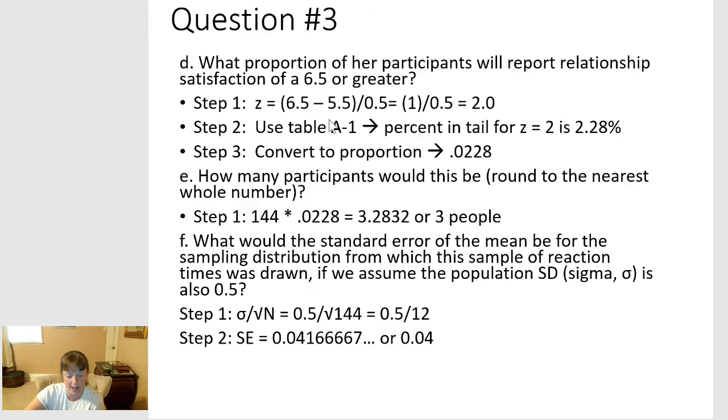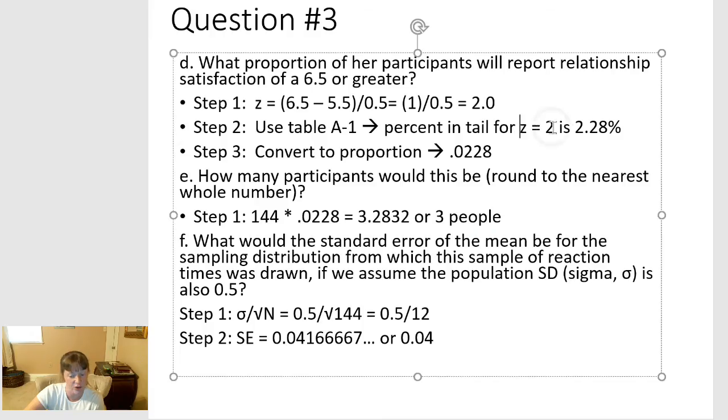So using table A1 again, I look at the percent in tail for a z of 2, and I find out it's 2.28%. Not exactly 2.5, but 2.28%. Convert that to a proportion. So the proportion of people above 6.5, which has now been converted into 2, is 0.0228. So about 2% of the people are going to be above 6.5, right? And so that's the answer. The proportion of 0.0228, or the probability of 0.0228. Because remember, probabilities are proportions and vice versa.